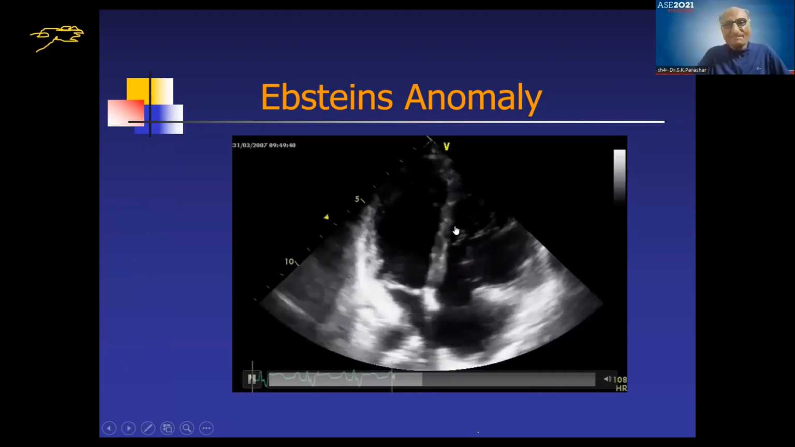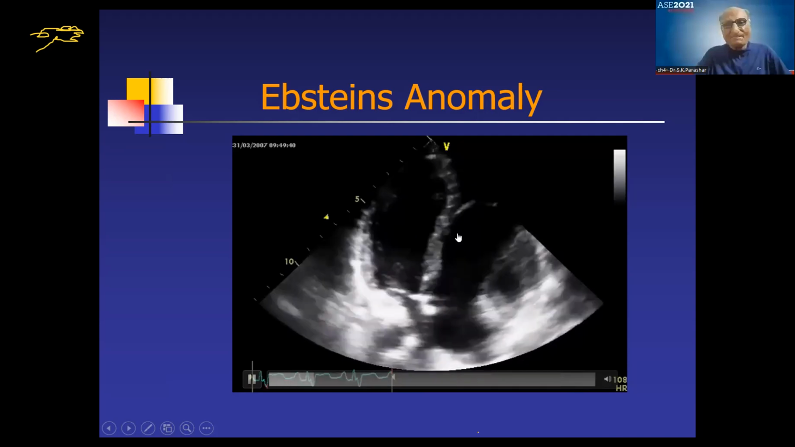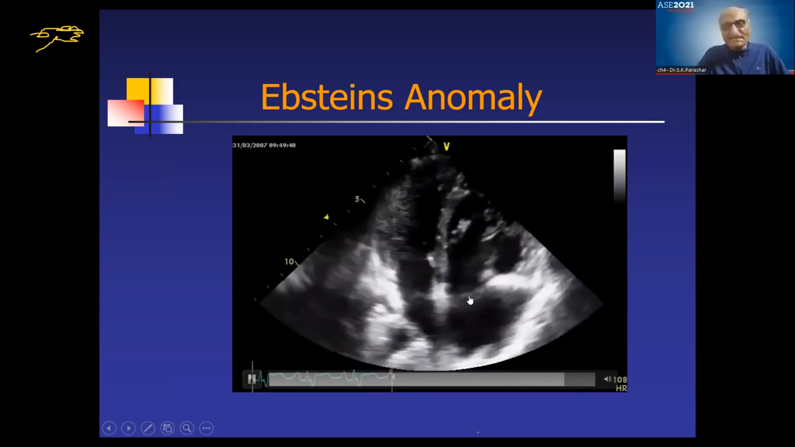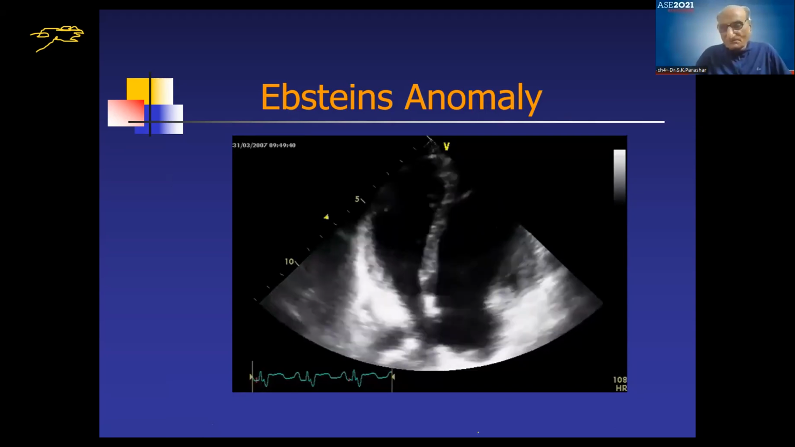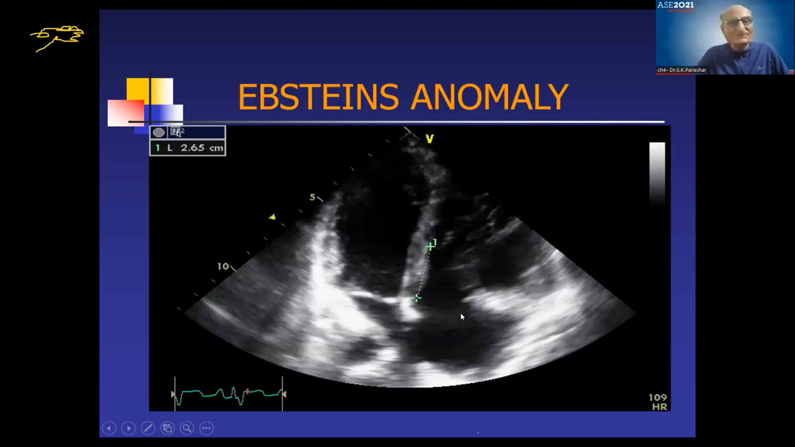So there is a septal displacement of this septal leaflet and marked RA enlargement. That is why they say that whenever an infant is born with a large cardiomegaly, think of an Ebstein's anomaly. So now coming further to see the distance, about 26.5.